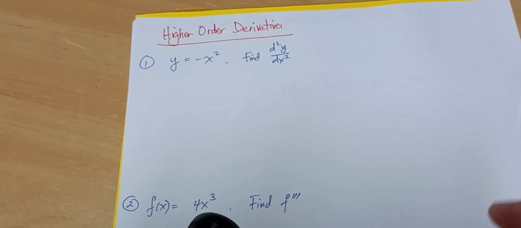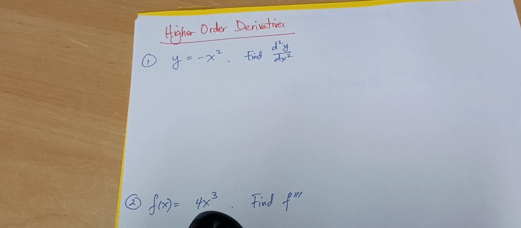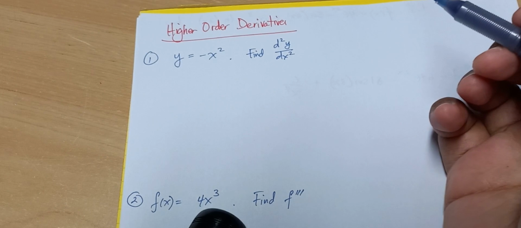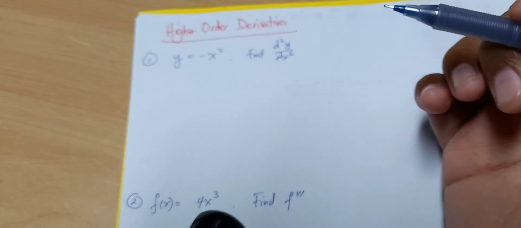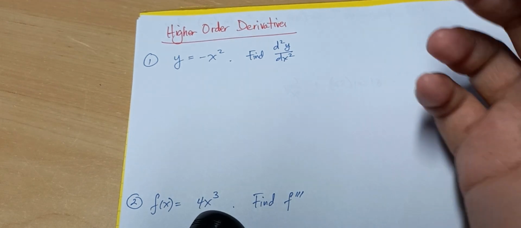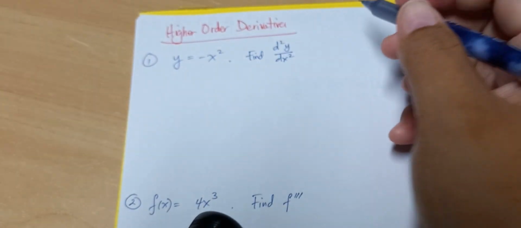Okay, so this is your second tutorial for week 11. So we're going to deal with higher order derivatives. Higher order derivatives is basically the second derivative and the third derivative, or whatever the function requires. So for example, now we have y equals negative x squared.